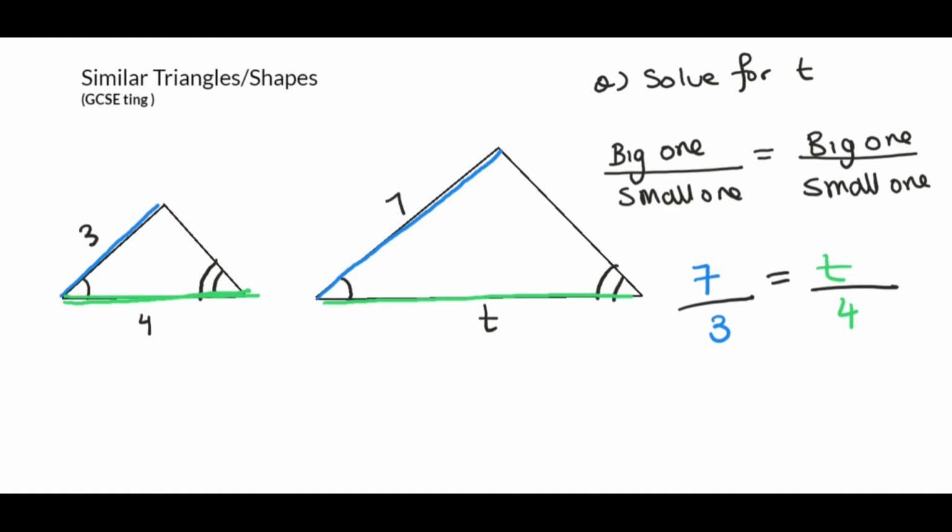Cool, so now I need to make t the subject, okay? So now the question is, how do I do that? I'm going to rewrite it down here. So 7 over 3 is equal to t over 4. Now, let's get one thing clear right now.